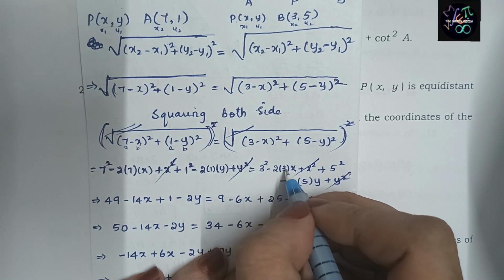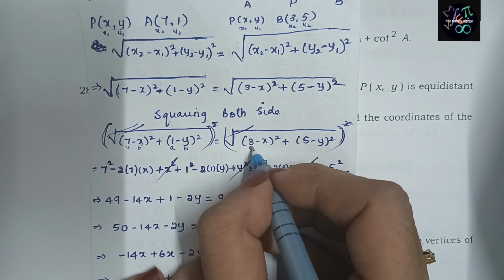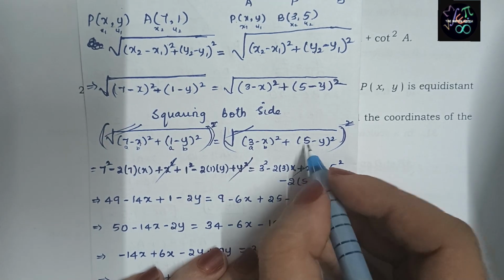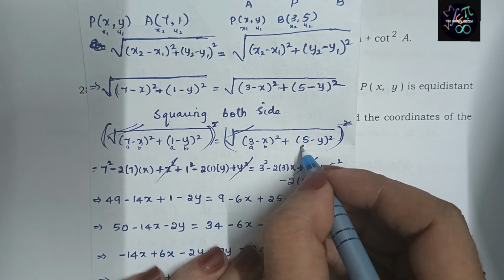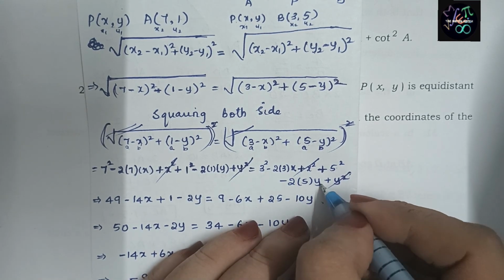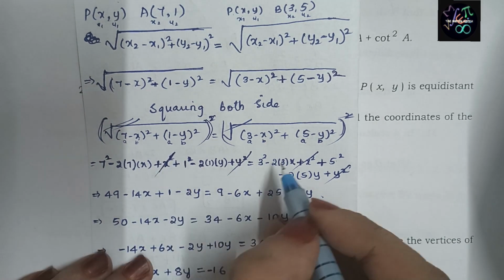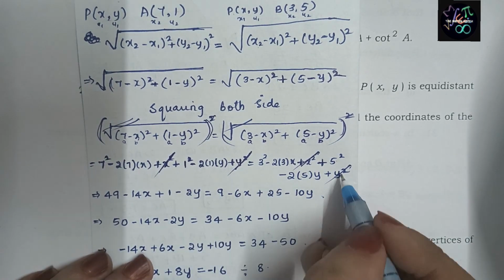3 square minus 2 into 3 into x, because 2ab, plus b square, b is x, so x square. Plus the same thing, this bracket (a minus b) whole square, a is 5 and b is y. So 5 square minus 2 into 5 into y plus y square. Let us see now. x square gets cancelled. y square gets cancelled.